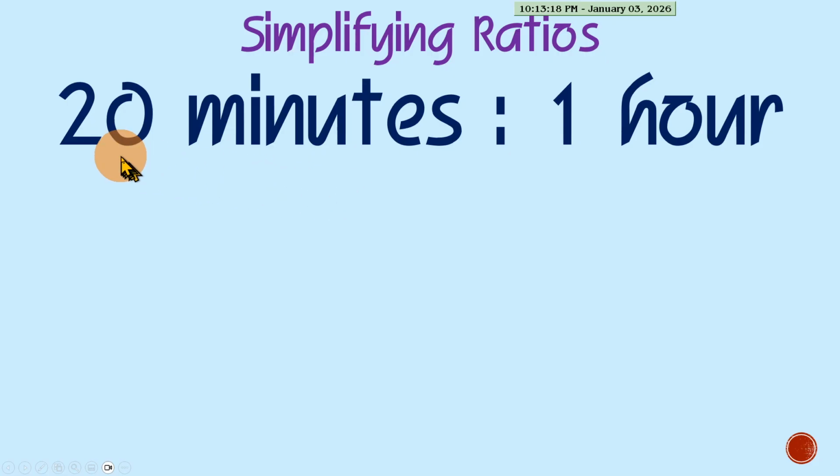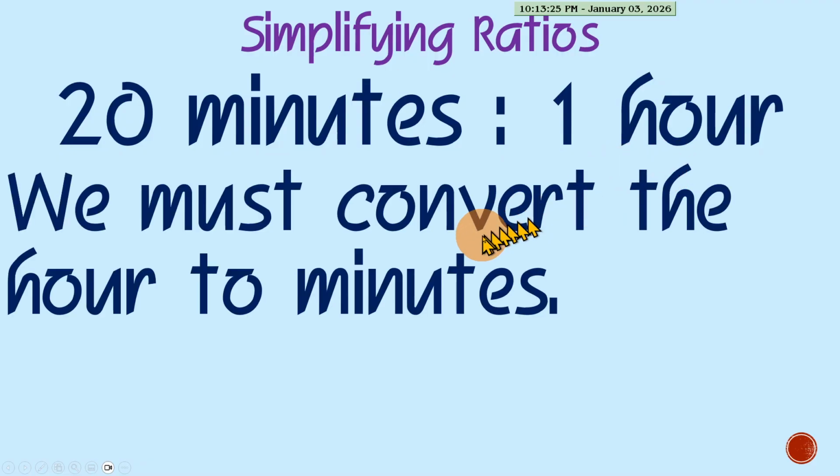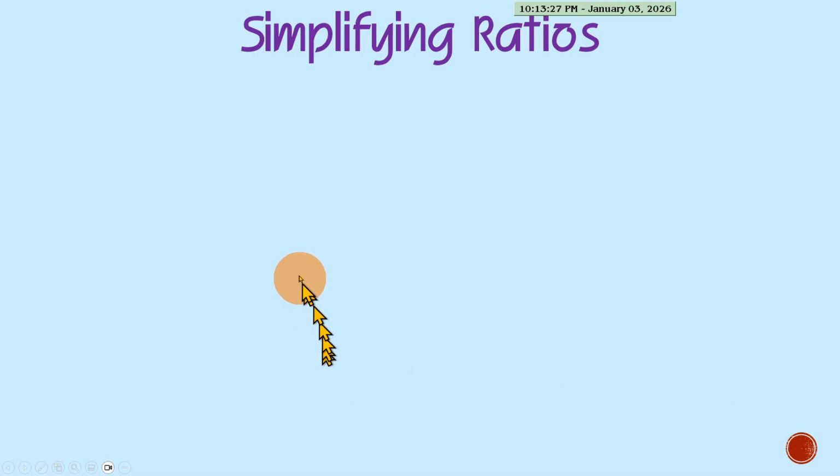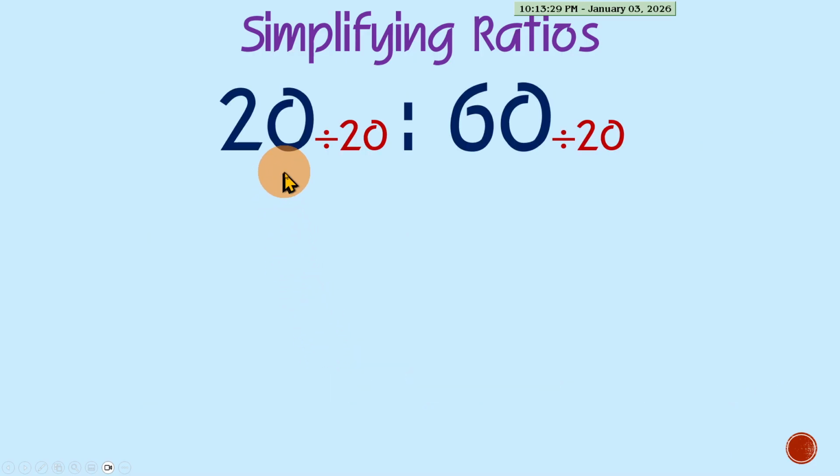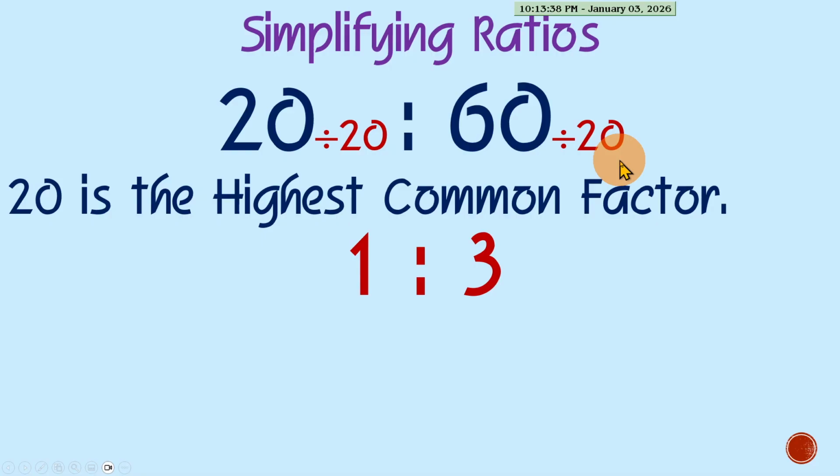And then finally, we have 20 minutes to 1 hour. Of course, we all should know that 1 hour is 60 minutes. And so when we convert, we are going to get 20 minutes and 60 minutes. Of course, once the units are the same, we only focus on the numbers. We're dividing both of these by 20. And that's going to give us 1. And this is going to give us 3. And so that's what you would do if you need to simplify a ratio where the units are different.